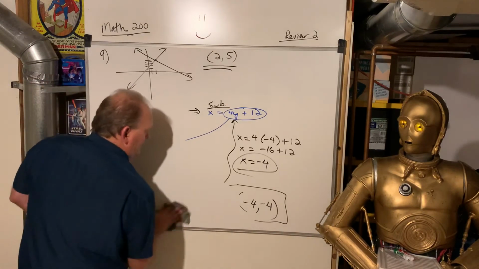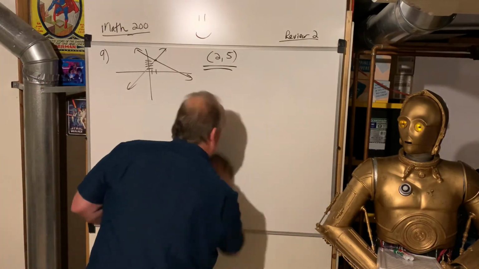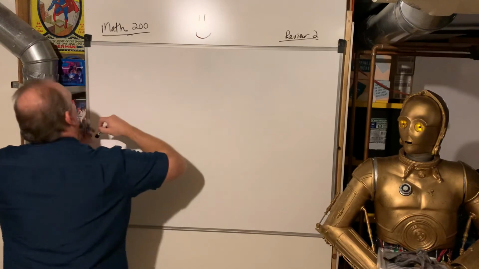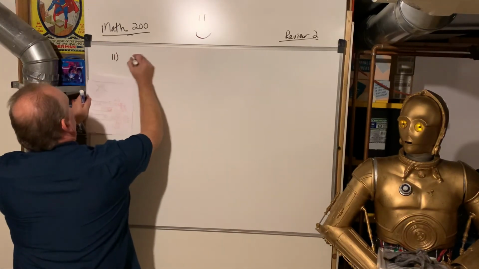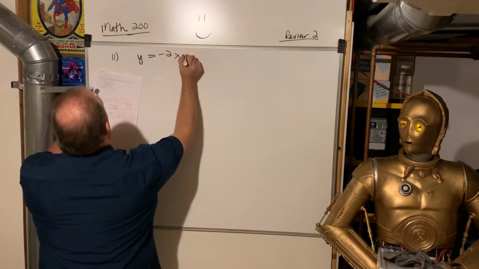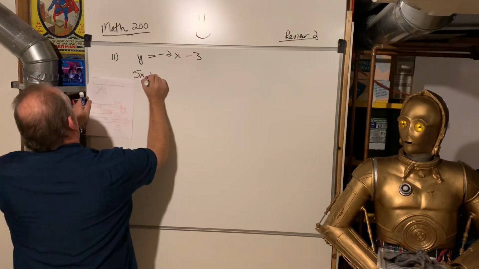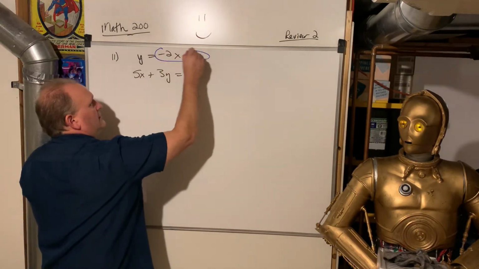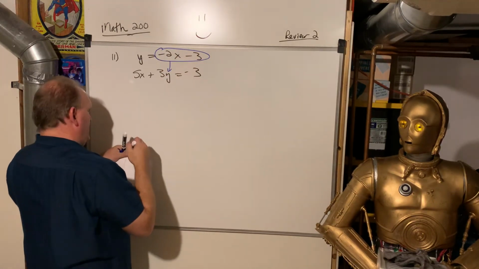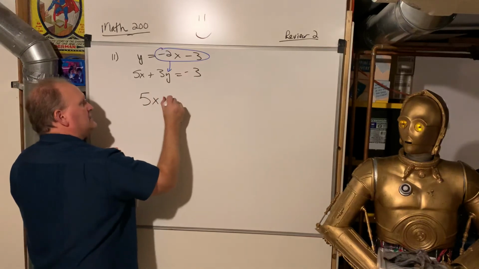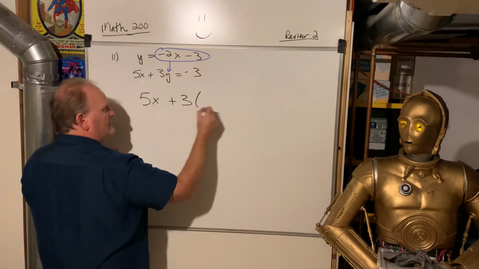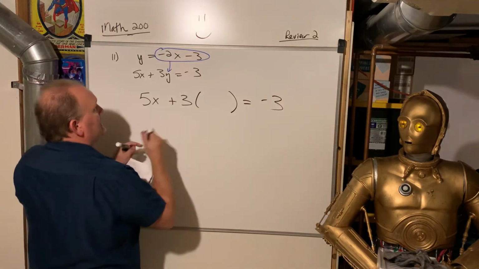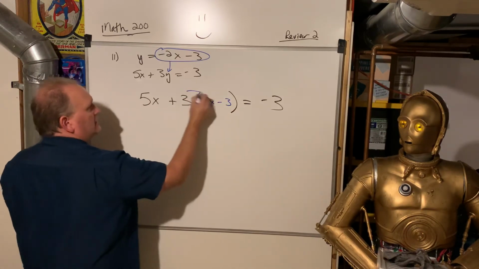The next one on this page is kind of designed for substitution. And so let's take a look at that one. And now what do I mean by designed for substitution? Well, look, it's already solved for y. And so we're going to take this and sub it in where the y is, all right? So we're going to have 5x plus 3 times equals negative 3. So instead of y there, I'm going to sneak in a negative 2x minus 3. And look at what that does.